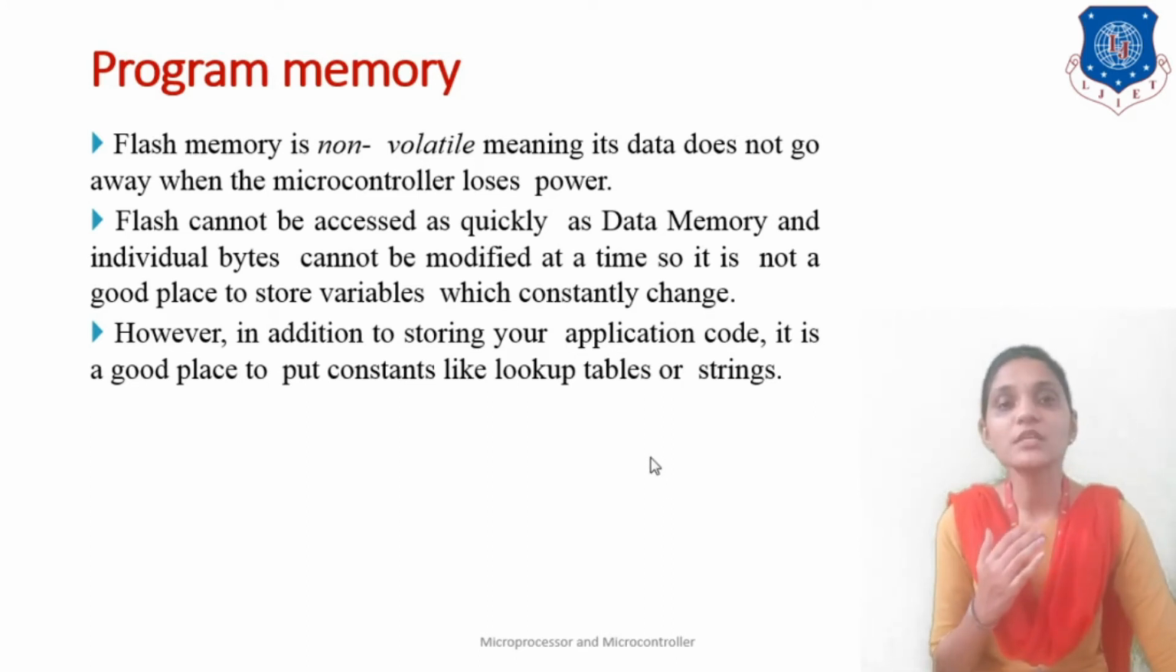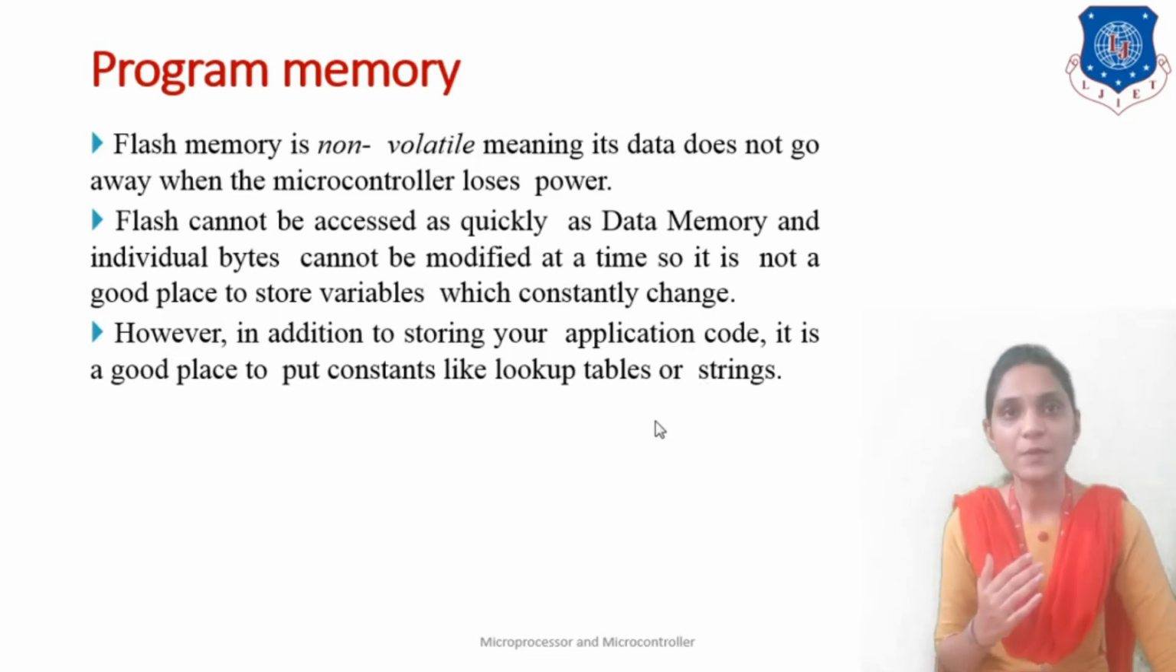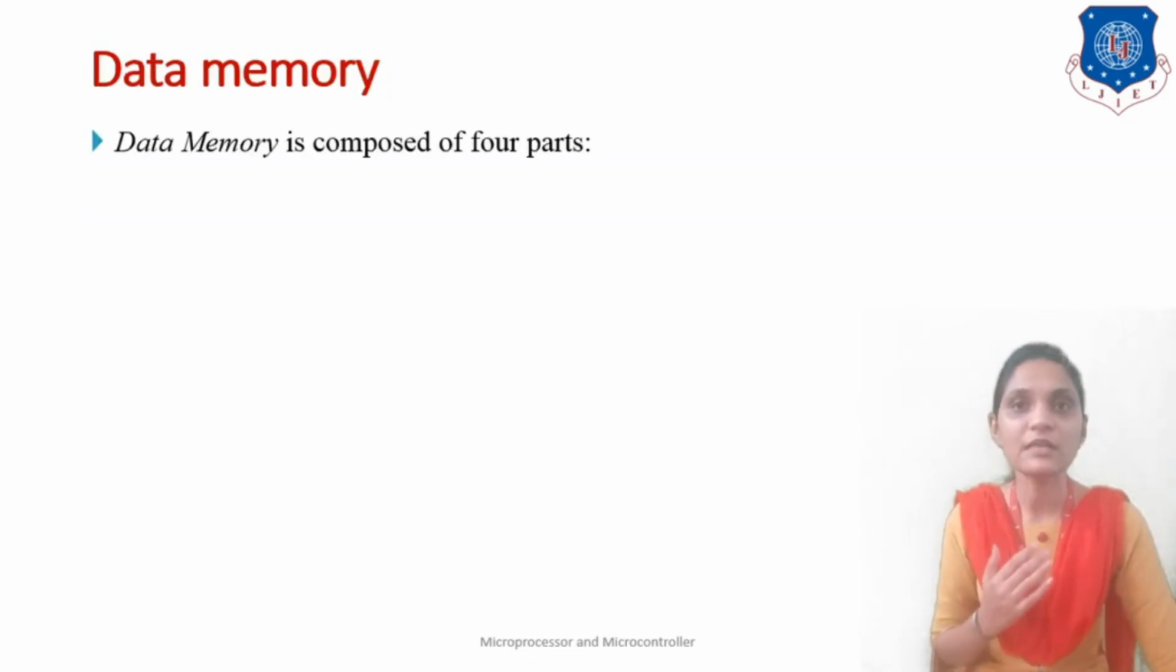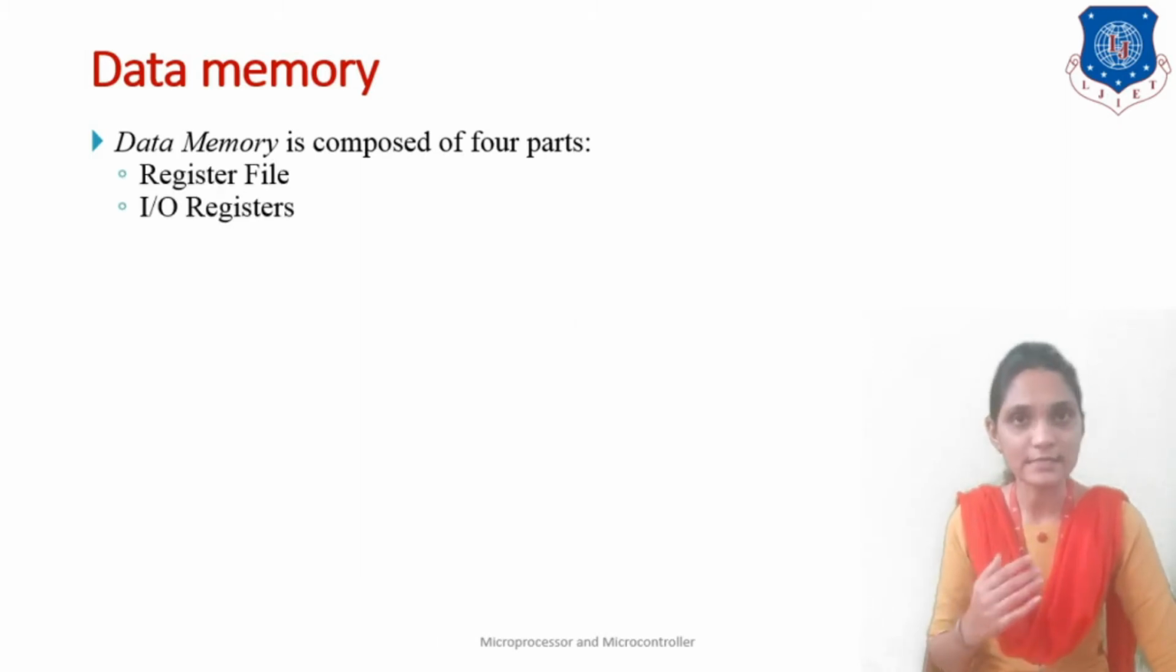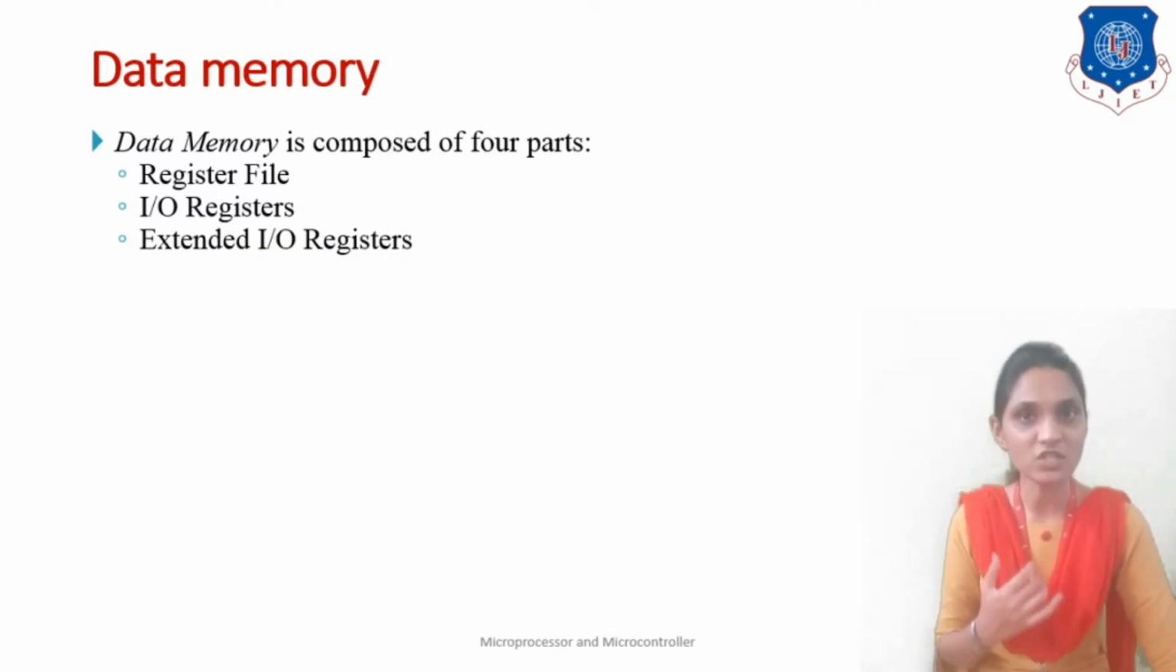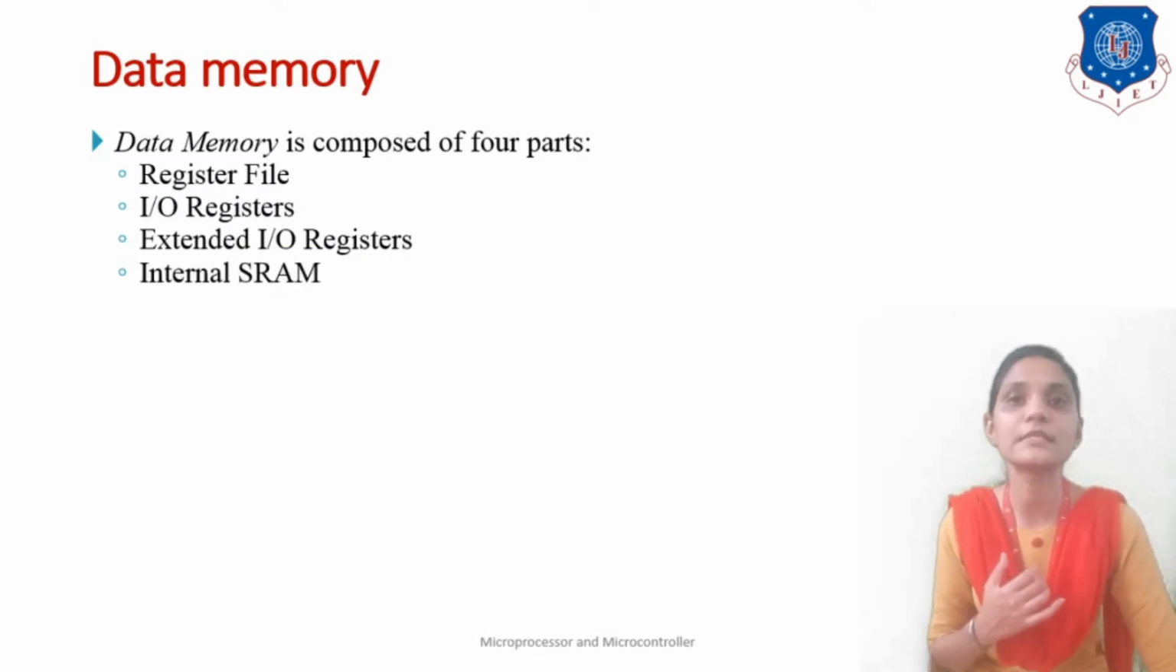So rather than using this flash memory for storing the data, the controller has the data memory. That is our next topic, that is data memory. Data memory is composed of four parts. First one is the register file, second one is the IO register, third one is the extended IO register, and fourth one is the internal SRAM, that is static RAM.